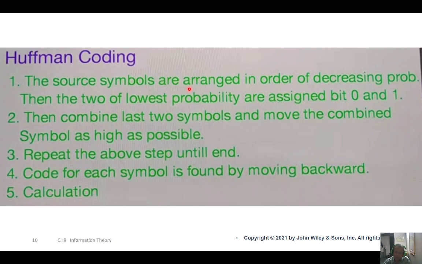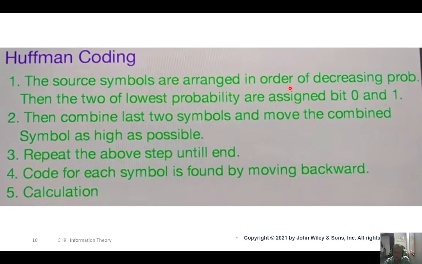The source symbols are arranged in the order of decreasing probability. So basically, when you want to do Huffman coding, you will be given how many symbols there are, say symbol 1, symbol 2, symbol 3, symbol 4, and for each symbol, the probability of occurrence. That table will be given to you.